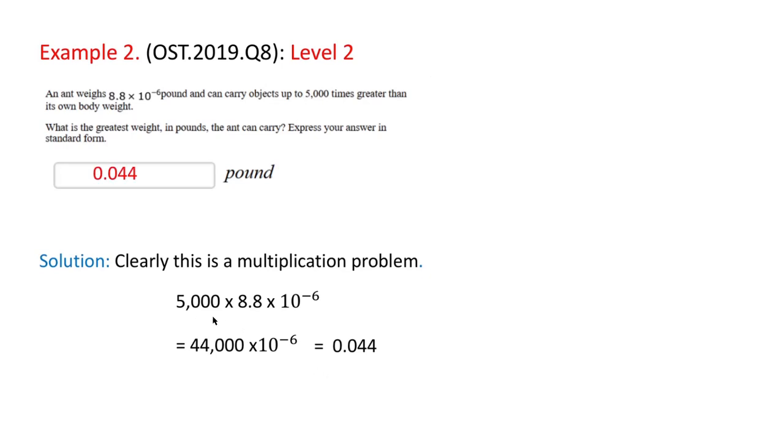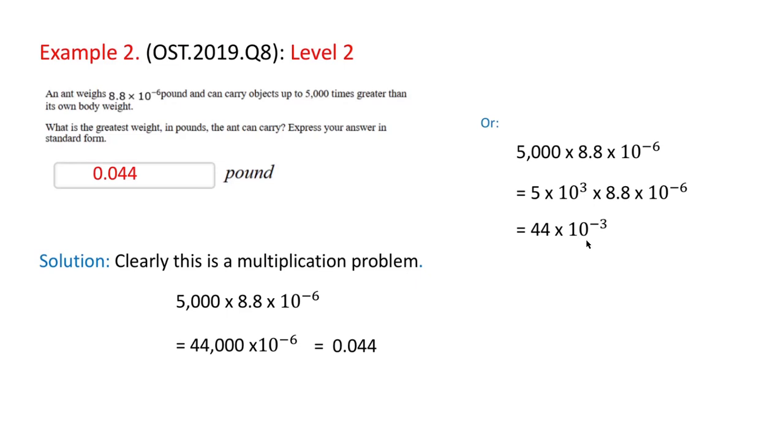Now, if you want to do it in this way here, 5,000 times 8.8 times 10 to the power negative 6, you can write this 5 times 10 to the power 3 times 8.8 times 10 to the power negative 6. So you multiply 5 times 8.8 is 44. You add these powers. Now we're multiplying. We're adding these two powers, negative 3. So when you have that negative 3, so your decimal point is here, 1, 2, 3, you get this here.